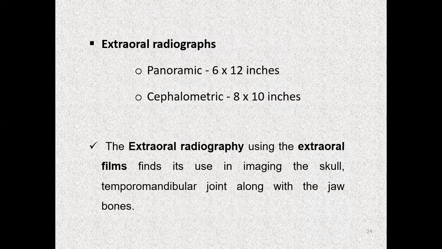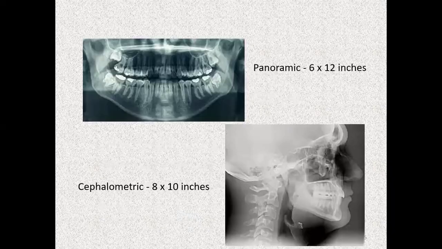Next, the extraoral radiographs. We have two sizes for extraoral radiographs. That is size 6 by 12 inches, which is used for panoramic radiography, and the 8 by 10 inches, which is used for cephalometric radiography. The extraoral radiographic films are used for imaging the skull, temporomandibular joint along with the jaw bones. That is, a larger part of the skull along with the teeth can be recorded.